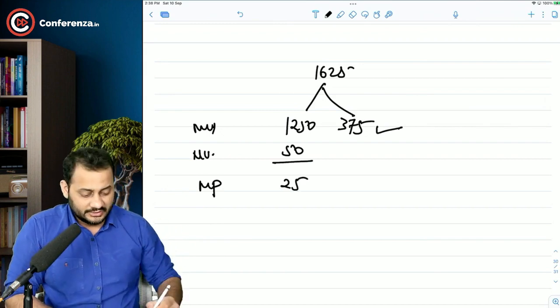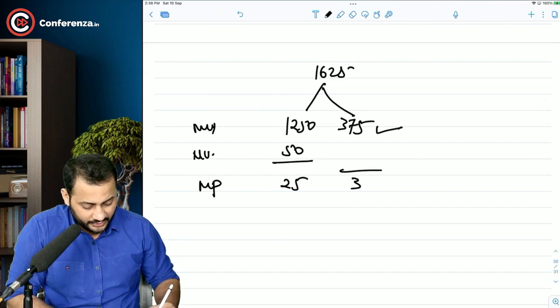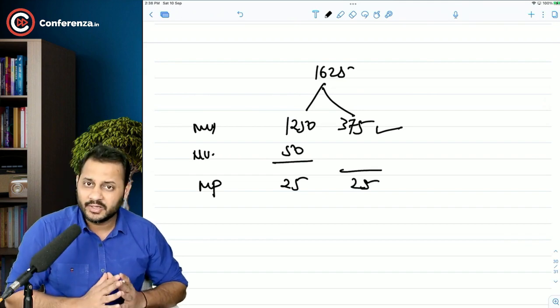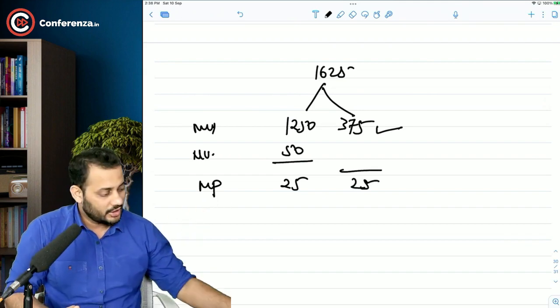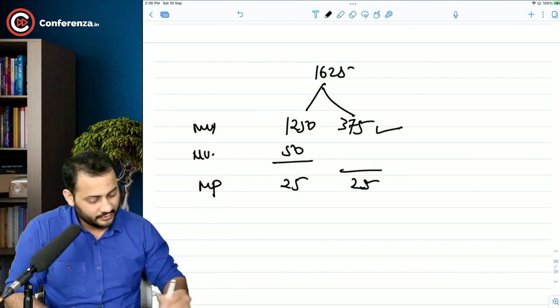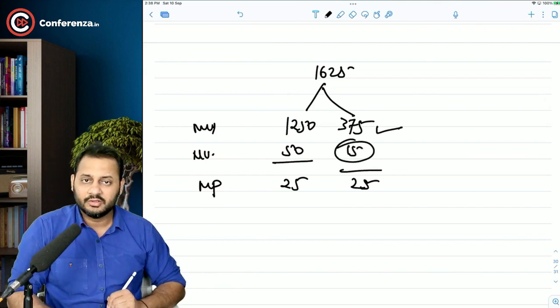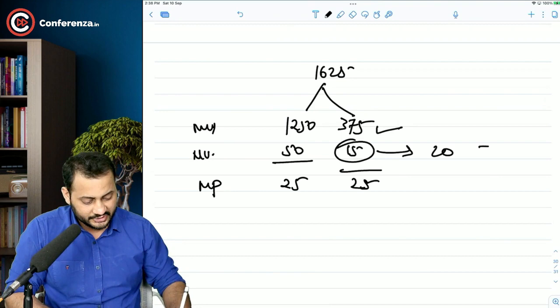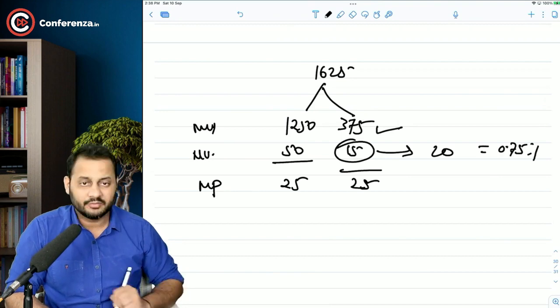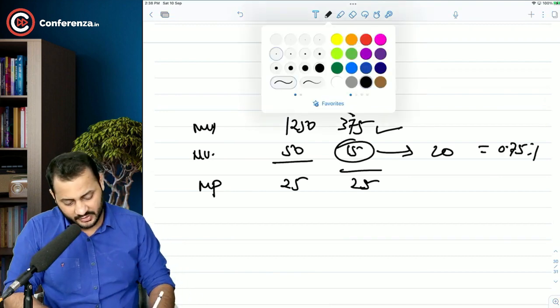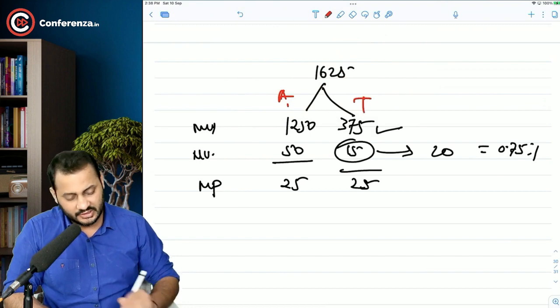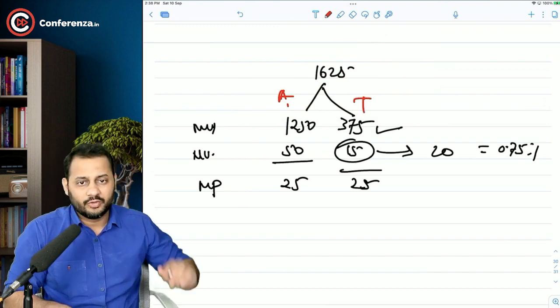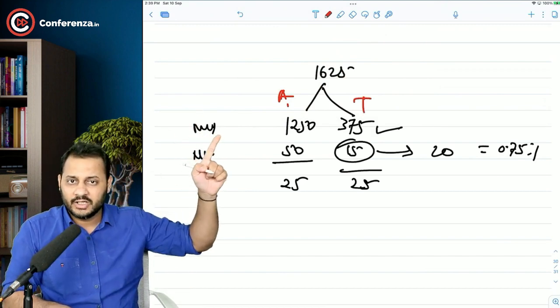So this 375 will also be given at the same market price, 25. So how many shares? 375 divided by 25. That's 15. 15 for 20 lakh shares. That's 0.75:1. That's it. This is the acquirer. This is the target. Out of 1625, we are keeping 1250.